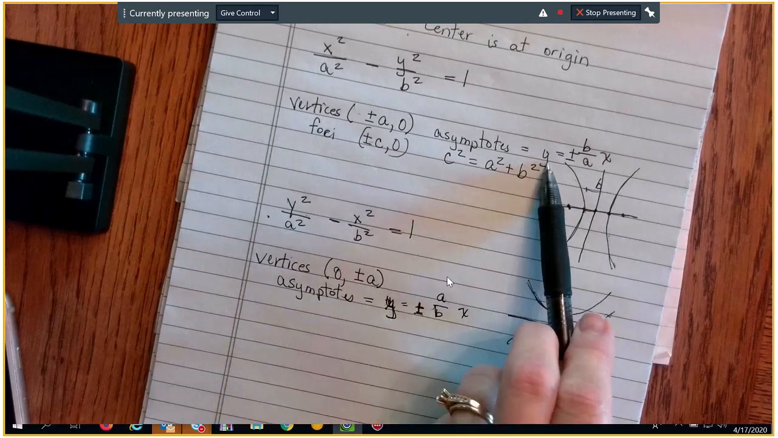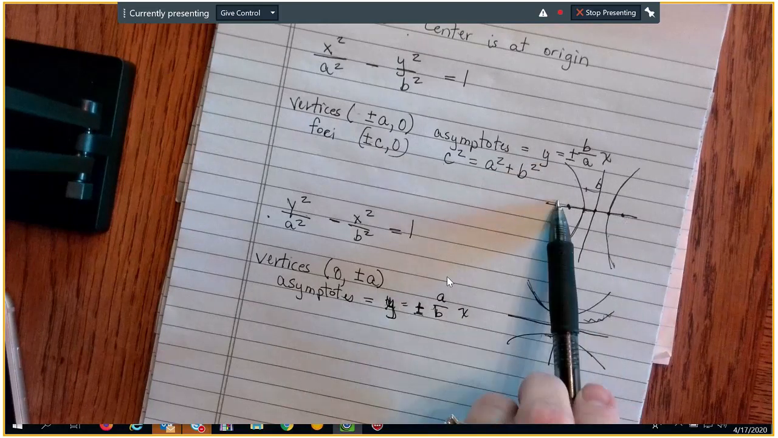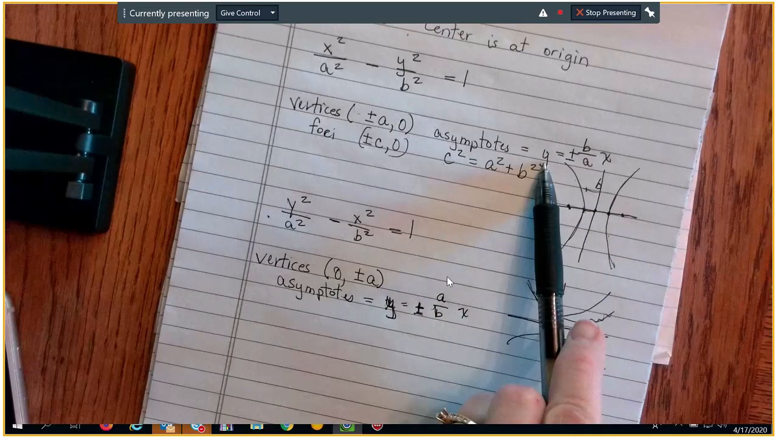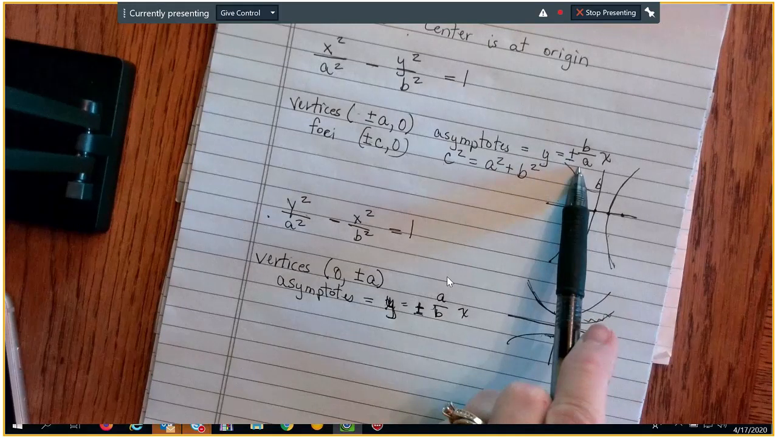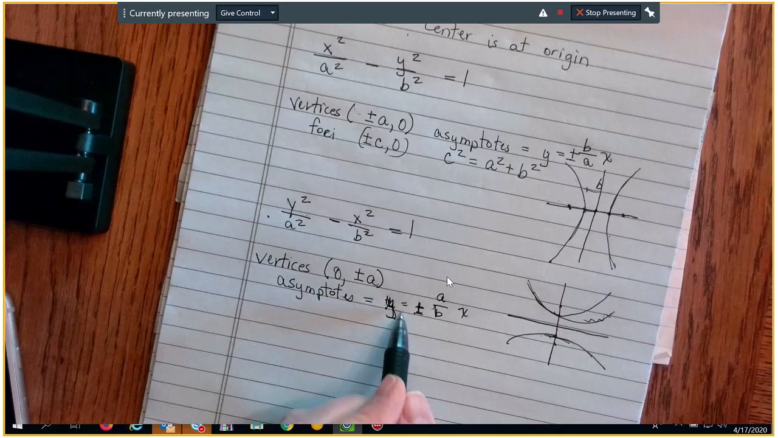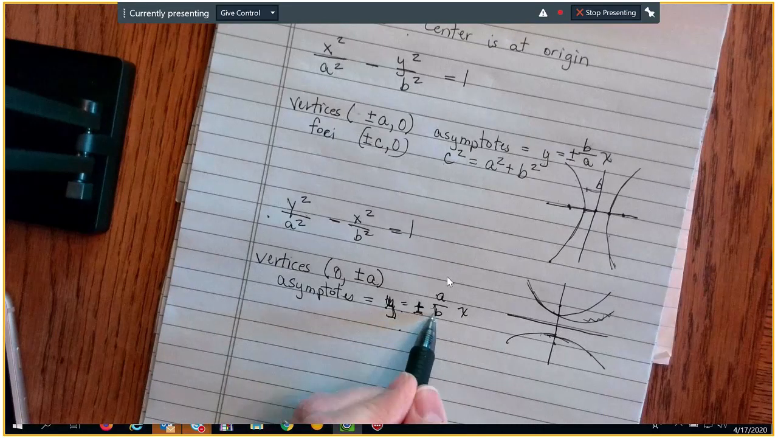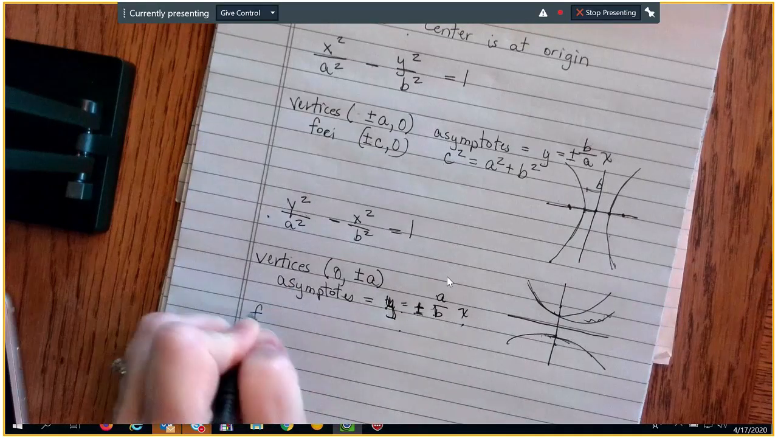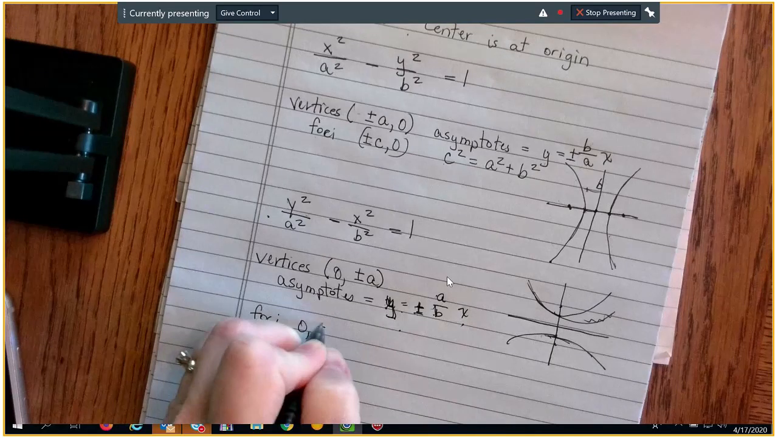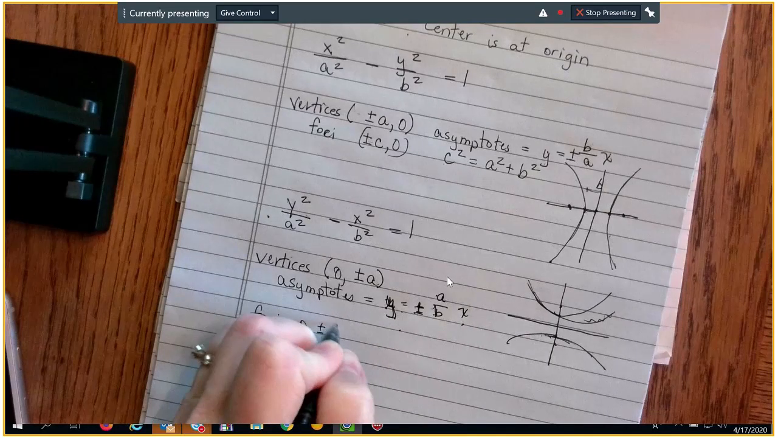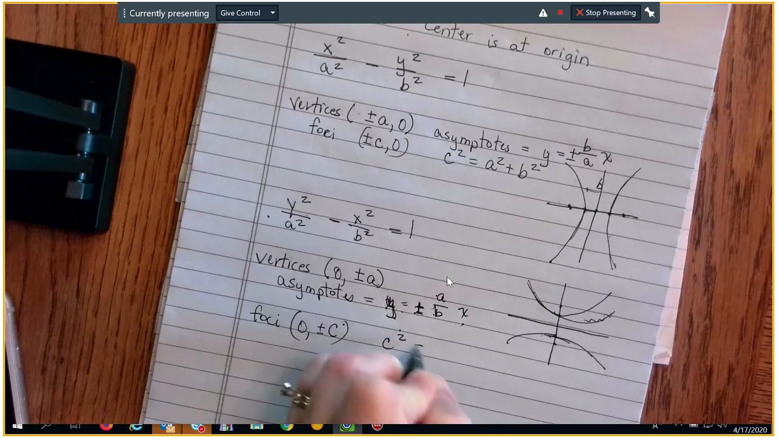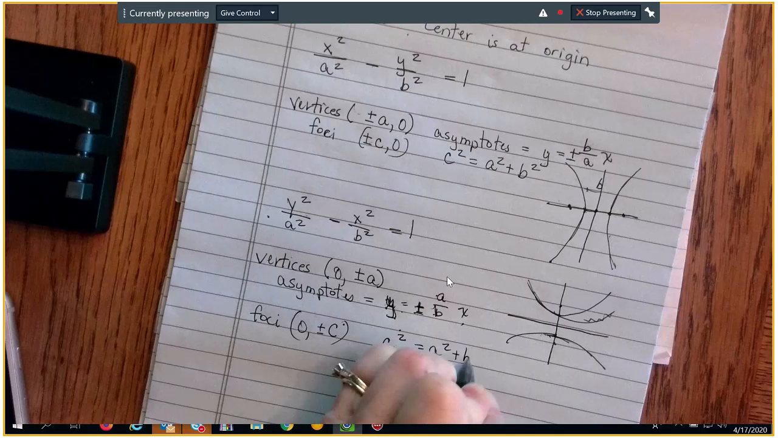So when our foci are on the horizontal, then to find the asymptotes, you're doing y equals plus or minus b over a times x. When it's on the vertical, you're doing y equals plus or minus a over b times x. And then our foci now are located at 0 plus or minus c, where c squared equals a squared plus b squared still.